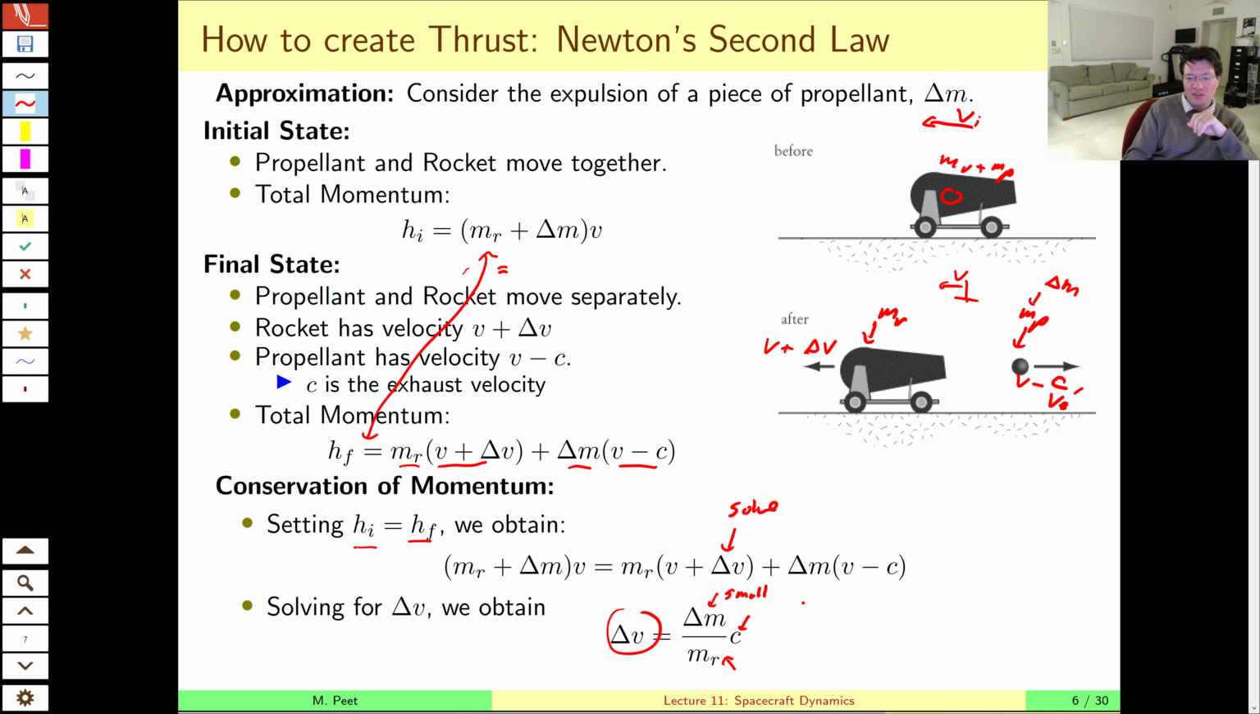That's why propellants that use light elements, like hydrogen and oxygen, well, oxygen is not very light, but hydrogen is, tend to have a larger C than heavier elements such as solid rockets, which have these metallic components, heavier elements, heavy metals in them. But that's something we'll discuss again in a bit.